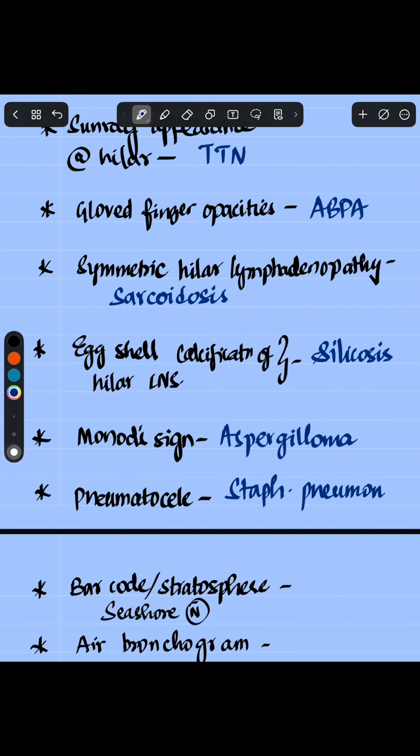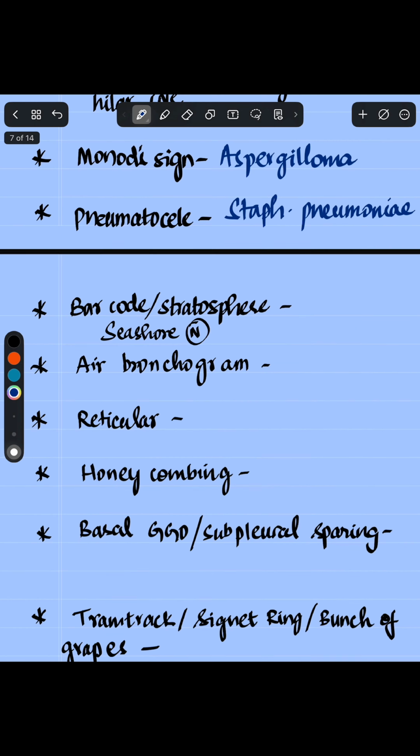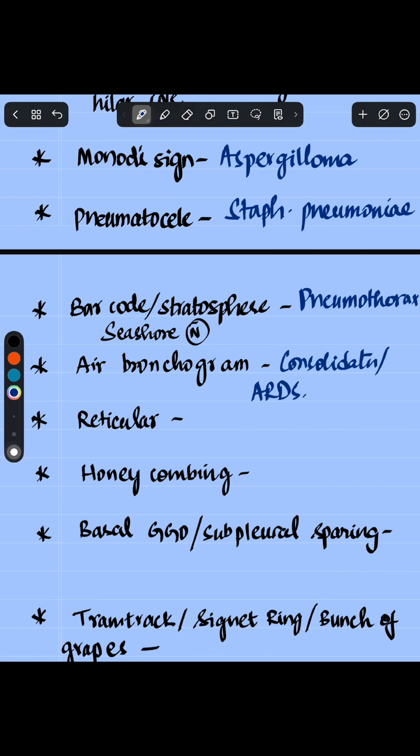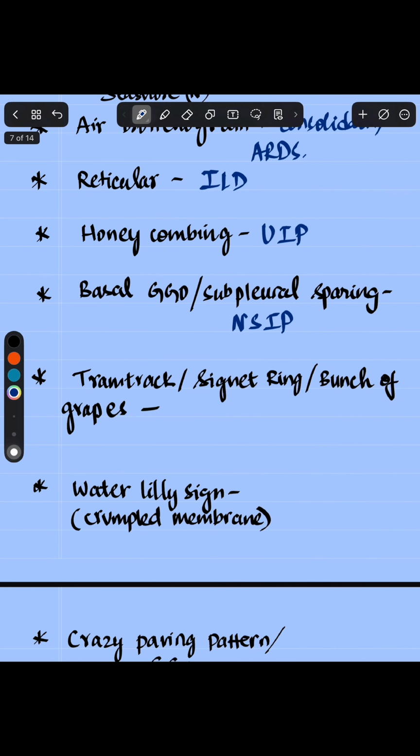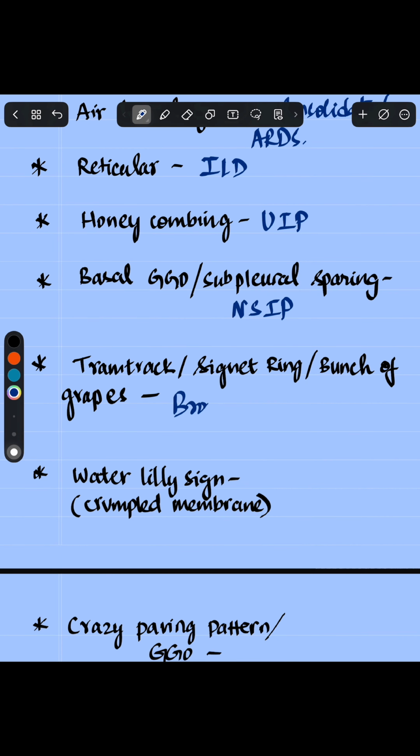Barcode or stratosphere appearance, you can see in pneumothorax. The normal one is seashore sign. Air bronchogram, it's non-specific. You can see it in ARDS, consolidation and even more. Reticular pattern is seen in interstitial lung disease, while honeycombing is seen in usual interstitial pneumonia. Basal ground glass opacities or subpleural sparing, you can see in non-specific interstitial pneumonia. Tram track sign or signet ring sign or bunch of grapes sign, all these can be seen in bronchiectasis. Water lily sign is nothing but crumpled membrane that you can see in hydatid cyst.